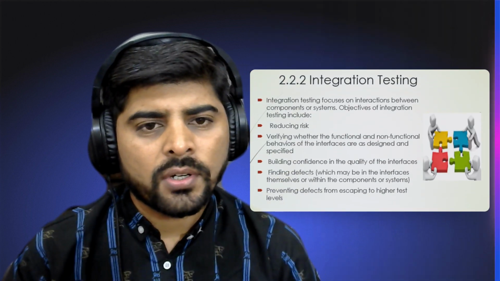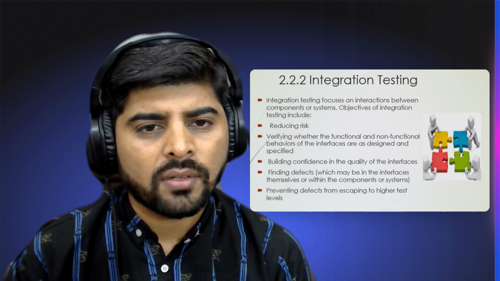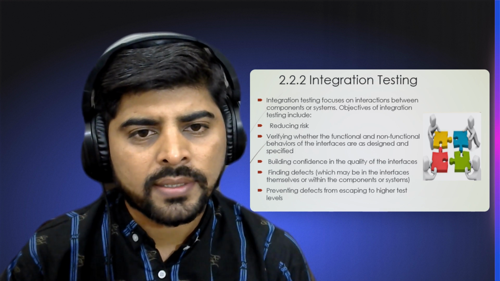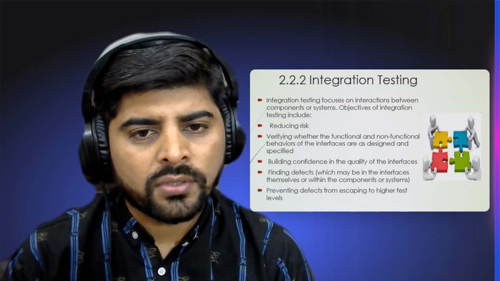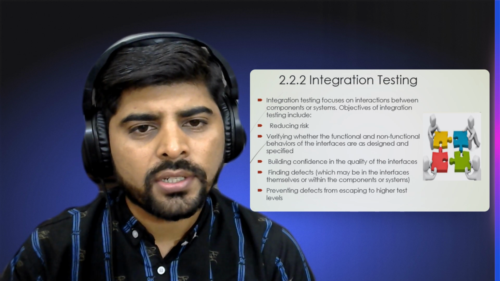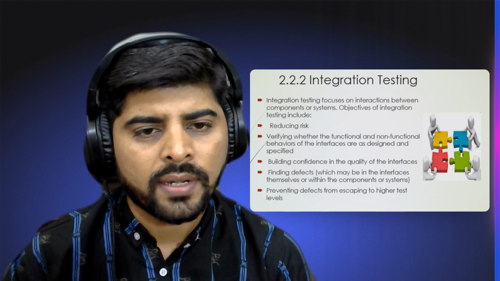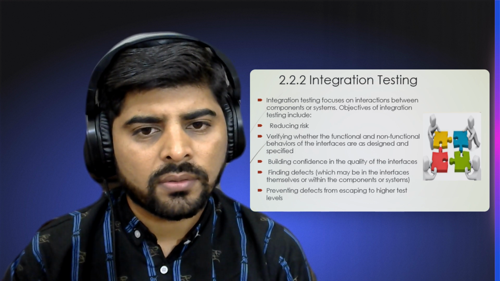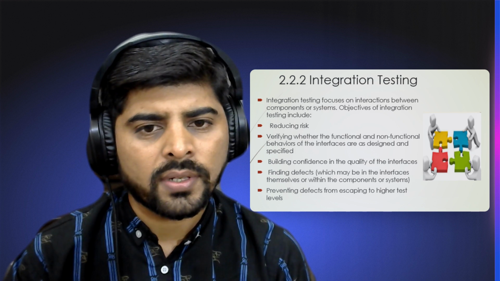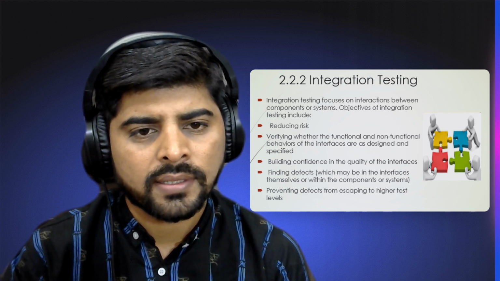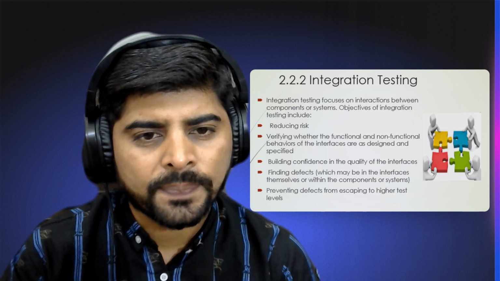So when we talk about integration testing, which is in section 2.2.2, integration testing focuses on interactions between components or systems. Objectives of integration testing include, as discussed earlier, reducing risk. So in integration testing, all the components are integrated together, so we verify the flow of data. In integration testing, we verify whether the functional and non-functional behavior of the interfaces are as designed and specified. Building confidence in the quality of interfaces.